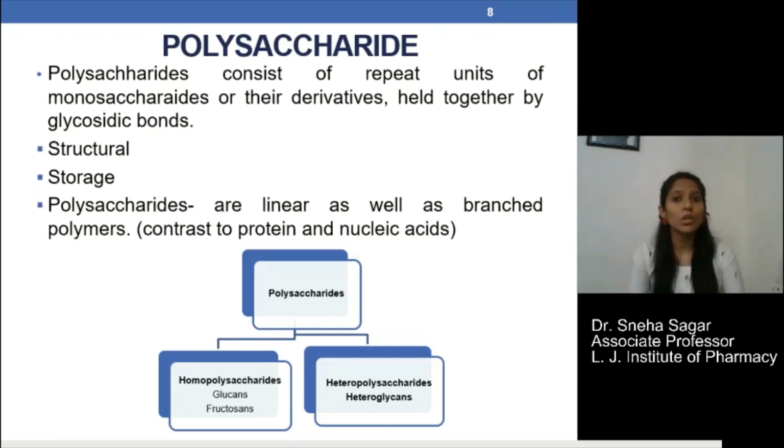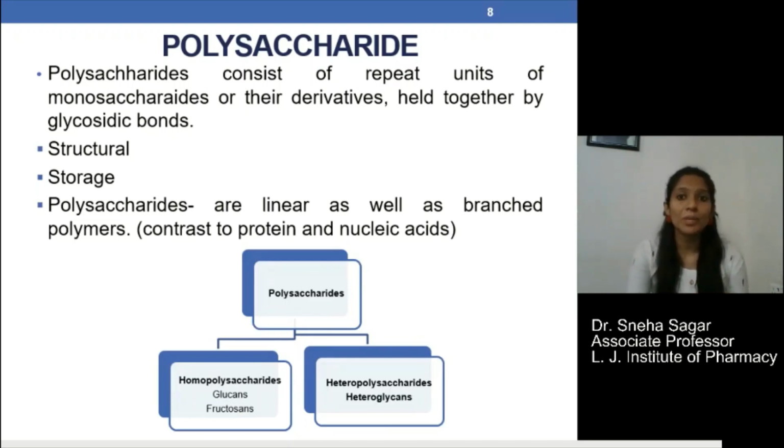The occurrence of branches in polysaccharides is due to the fact that glycosidic linkages can be formed at any of the hydroxyl groups of monosaccharides. So basically, polysaccharides are of two types, homopolysaccharides and heteropolysaccharides. Homopolysaccharides yield a single type of monosaccharide unit after hydrolysis.